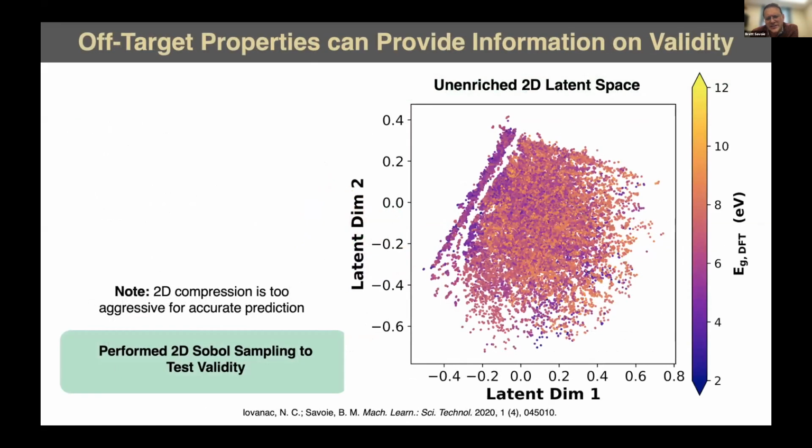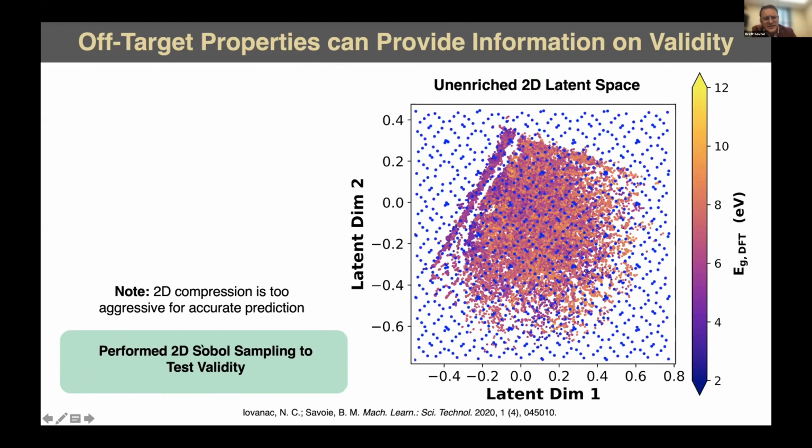Okay, so here's an illustration of that. This was a toy demonstration where we trained an autoencoder with only a two-dimensional latent space. That's because people get concerned when you show these principal components, so we just wanted to show a two-dimensional latent space. It's not going to be an effective compression because it's so aggressive, but we can visualize the latent space directly. This is an unenriched latent space that we sampled using two-dimensional Sobol sampling, to see what the validity is of the structures that we select when we sample this latent space randomly.